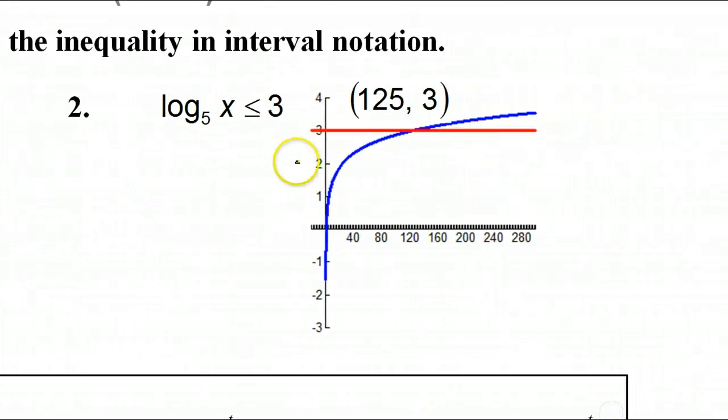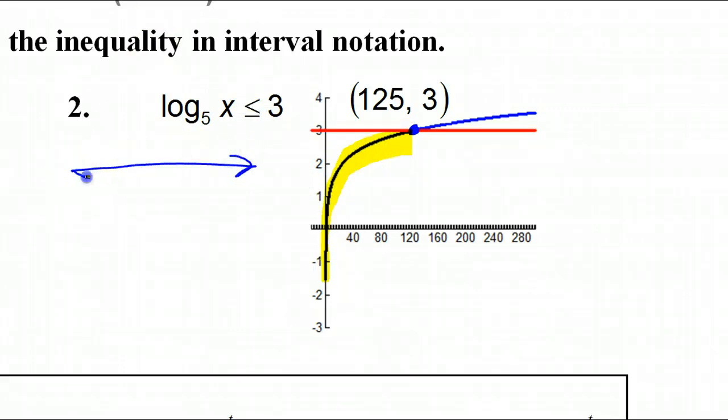Okay, looking at number 2. We've got a critical value right here. Less than or equal to. Well, this is below. So I'm looking at this part of the graph that is below. I make my number line. My critical value is the x value. It's 125. It's going to be a closed circle because of the or equal to aspect of it. And clearly this is to the left of the critical value, so I will go to the left.